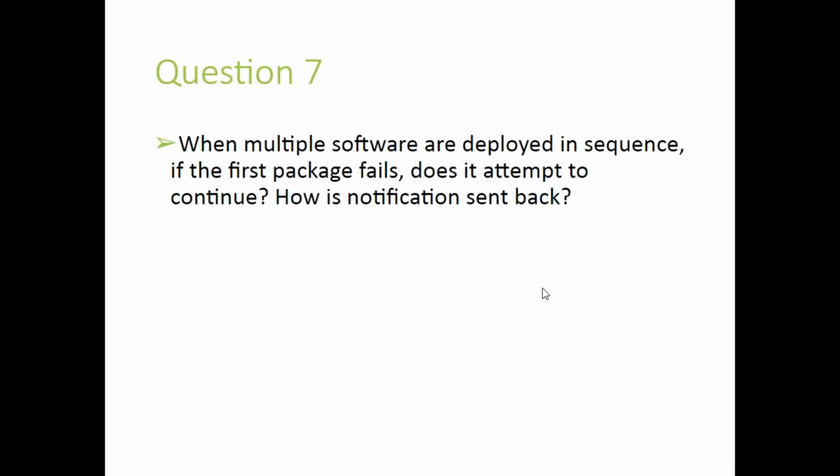Question number 7. When multiple software are deployed in sequence, if the first package fails, does it attempt to continue? How is notification sent back? When the first package fails, the installation will be halted. However, we have seen how to get a notification from the product every 6 hours, which I've shown you. Using that notification, you can either troubleshoot further, or else you can remove that application and proceed with the other applications.